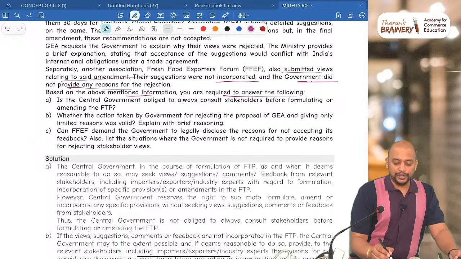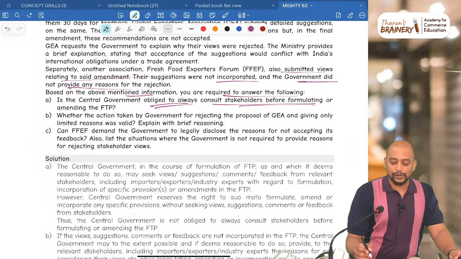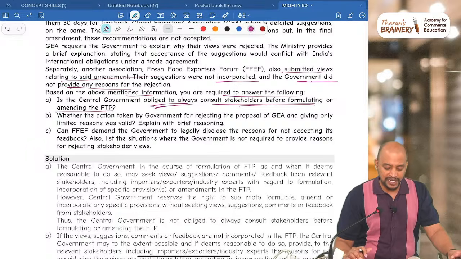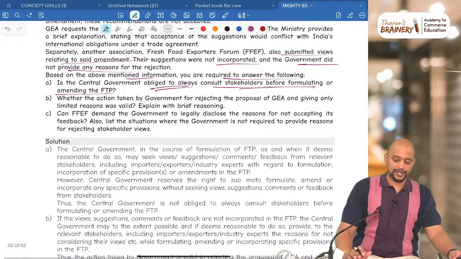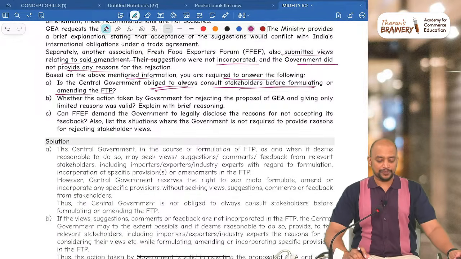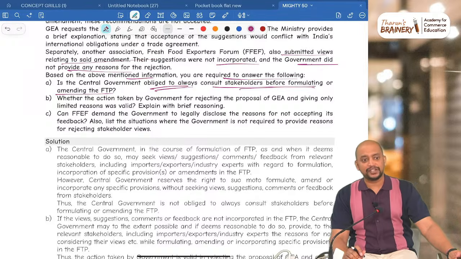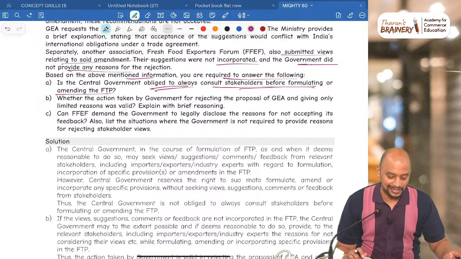Is the central government obligated to always consult stakeholders before formulating or amending FTP? No, it is not compulsory, it is up to them. Not obligated, but if they want, they can seek the stakeholder consultation.